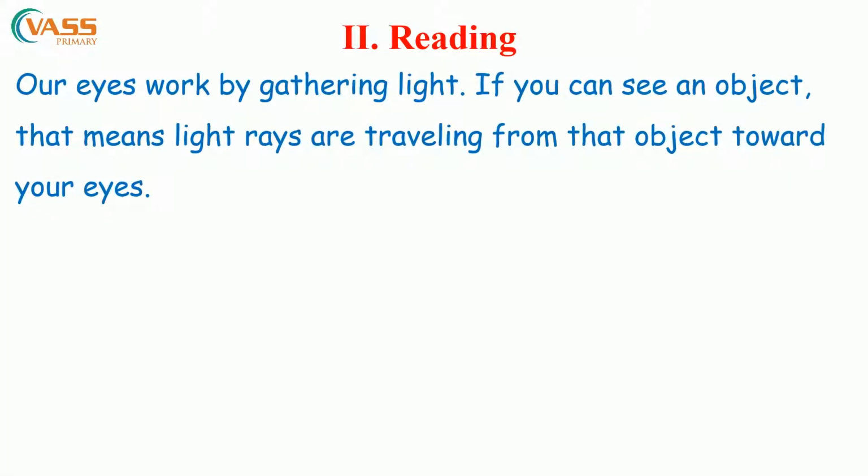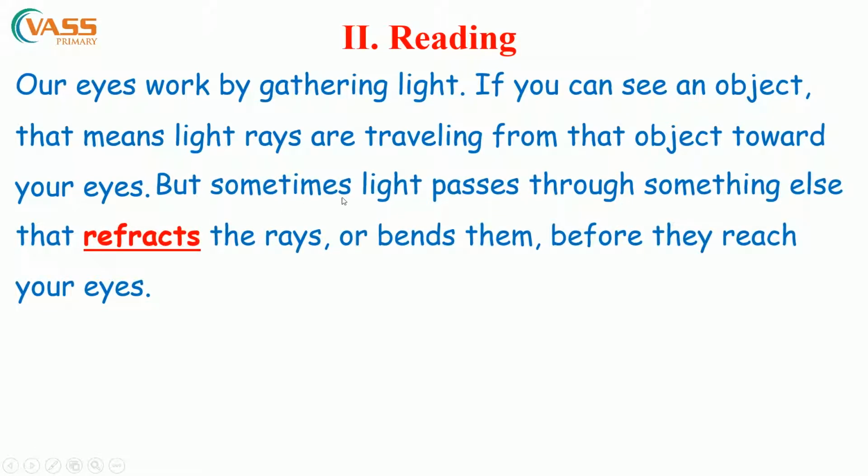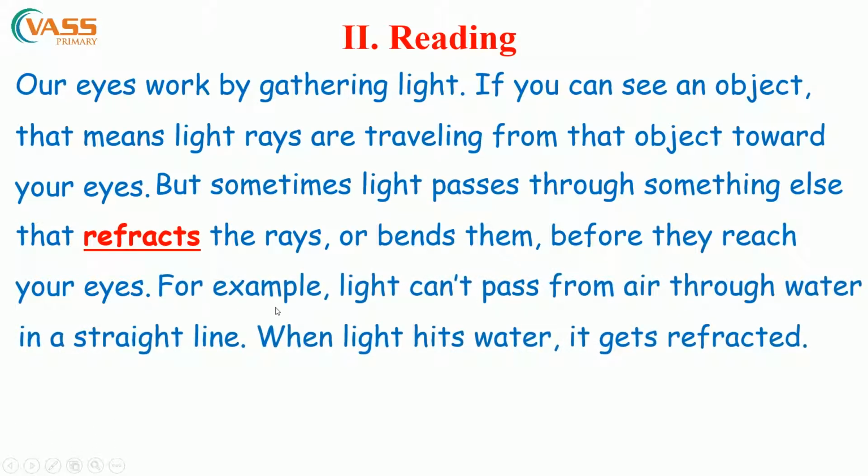Time for some reading. Let's do it together. Our eyes work by gathering light. If you can see an object, that means light rays are traveling from that object toward your eyes. But sometimes light passes through something else that refracts the rays or bends them before they reach your eyes. For example, light cannot pass from air through water in a straight line. When light hits water, it gets refracted.